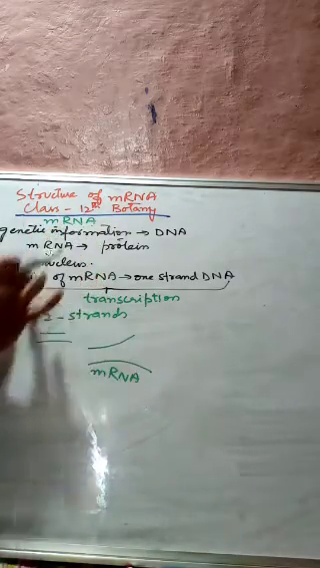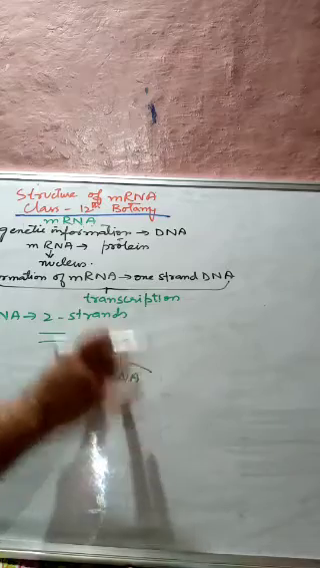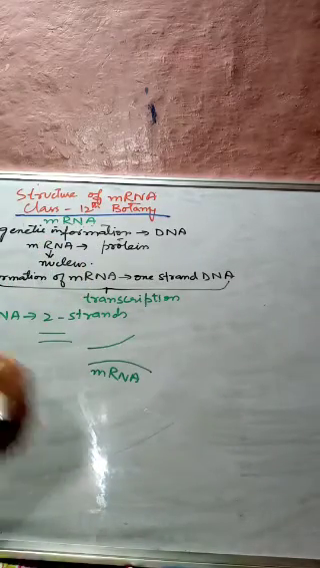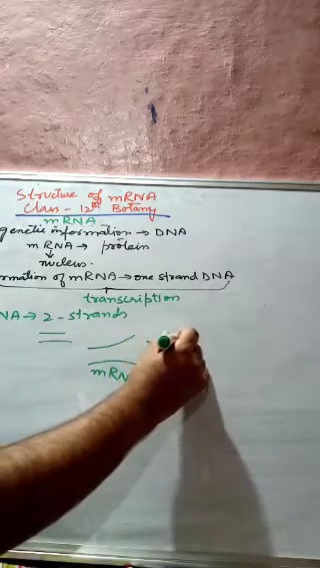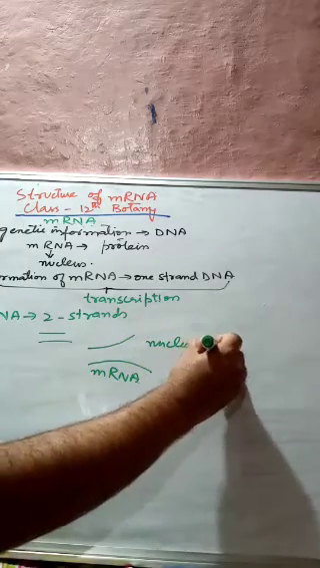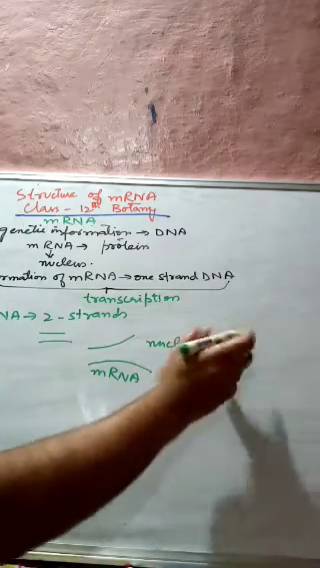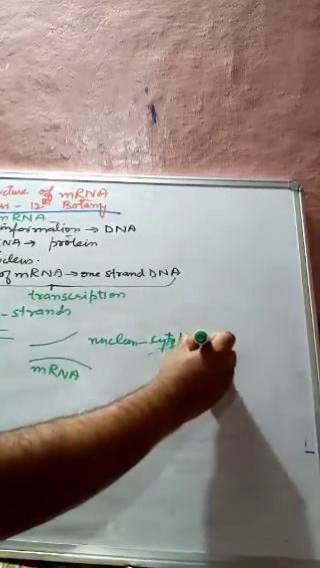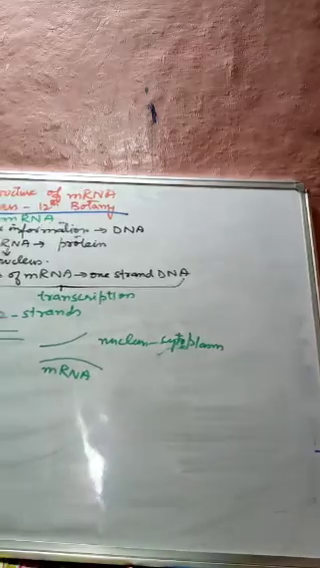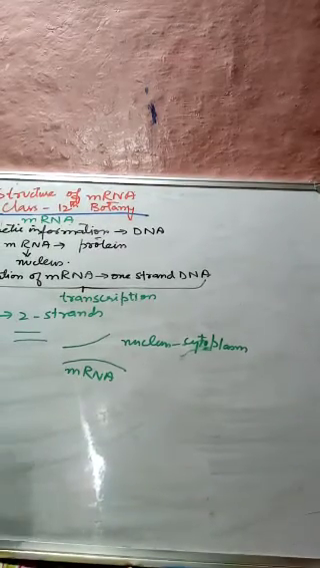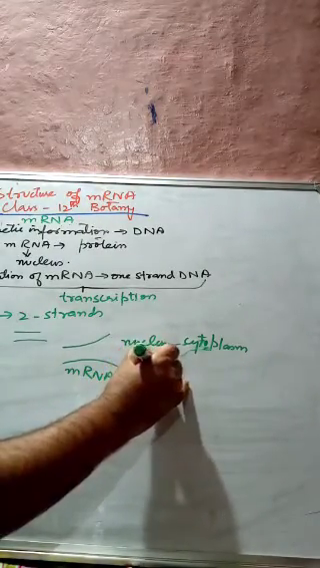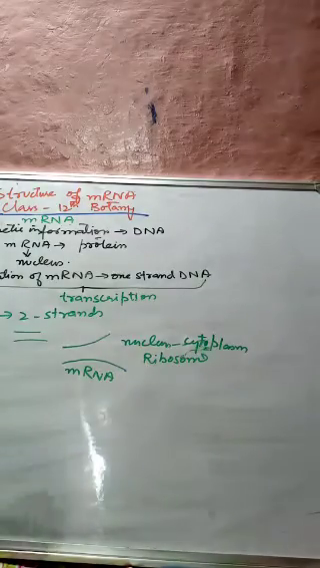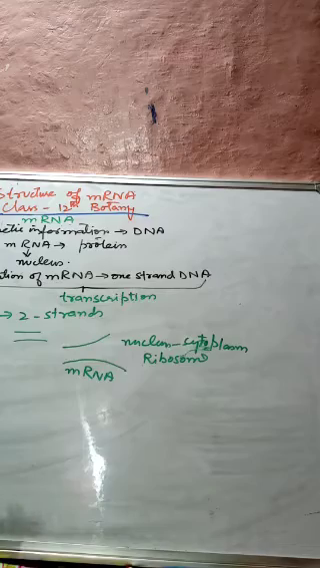It contains the genetic information. This mRNA is present within the nucleus, and from the nucleus it is shifted to the cytoplasm, and it combines with the ribosomes to form a polypeptide chain.